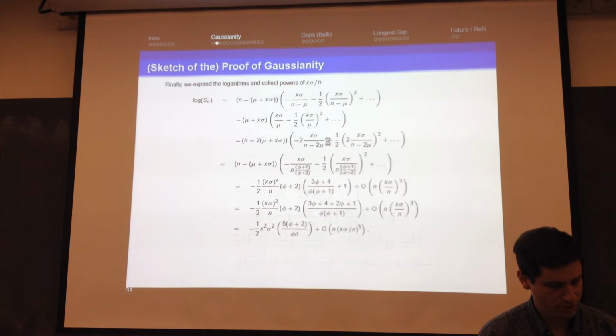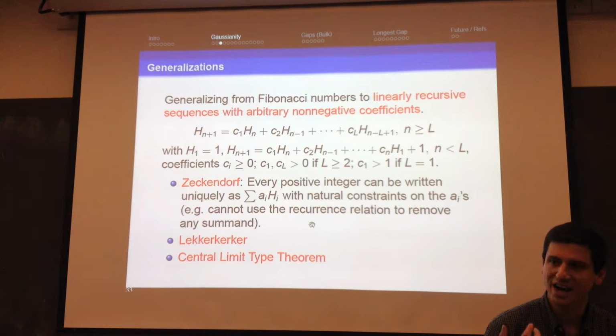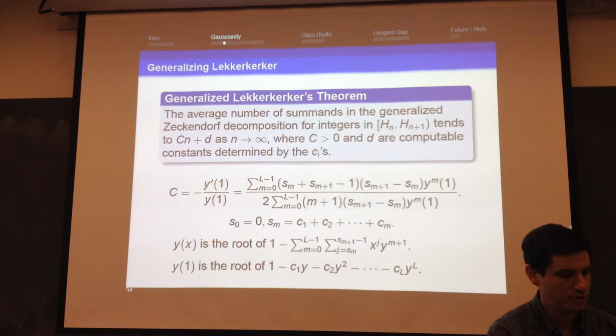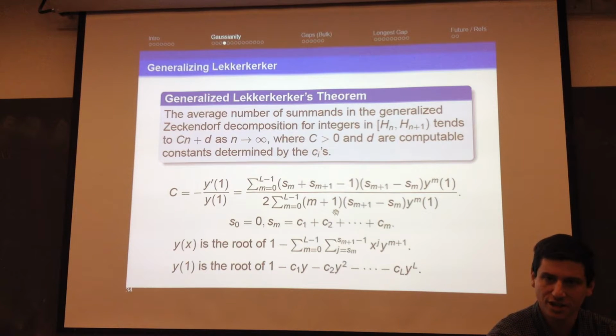There's also a theorem in terms of the mean and the variance, and there's also a central limit theorem. There's also results about gaps and whatnot. The theorem becomes a little bit more complicated. The coefficient before was really nice. It was n over phi squared plus 1. Now over here, the constant c in front of n, instead of being 1 over phi squared plus 1, is this god-awful mess where the s's are defined by partial sums of the c's, and the y's are roots of various polynomials in several variables. It's amazing the students are still speaking to me.